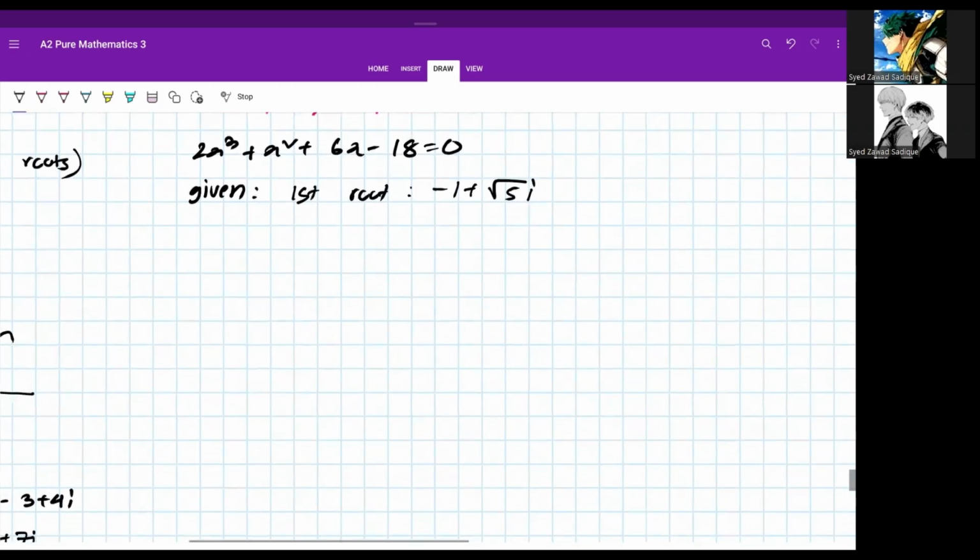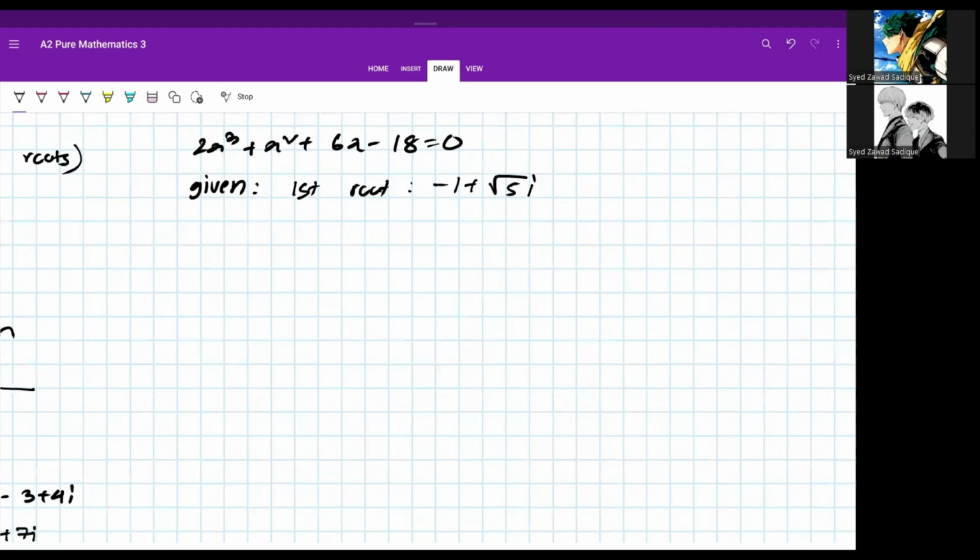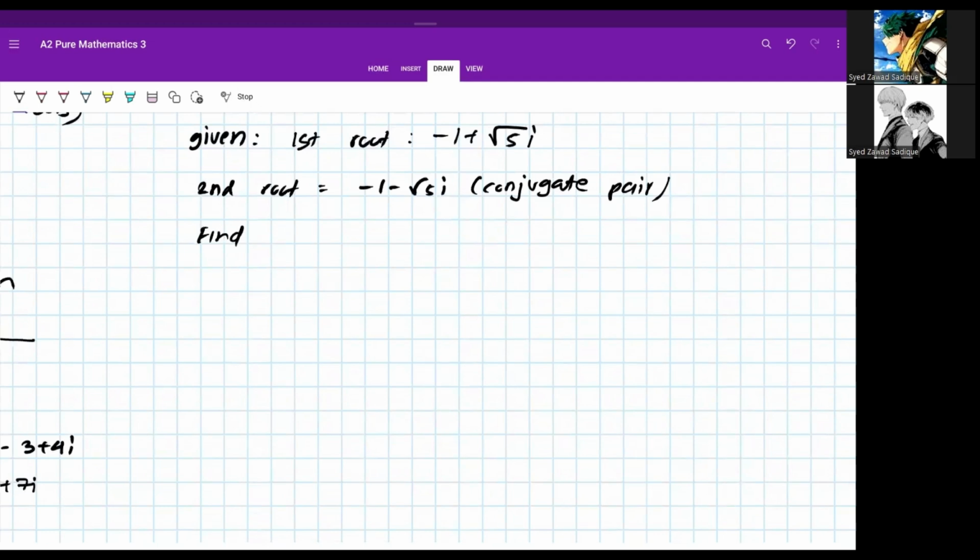Okay. Now we can say that the second root is minus 1 minus root 5i, which is the conjugate pair. Now, the question says find the third root.